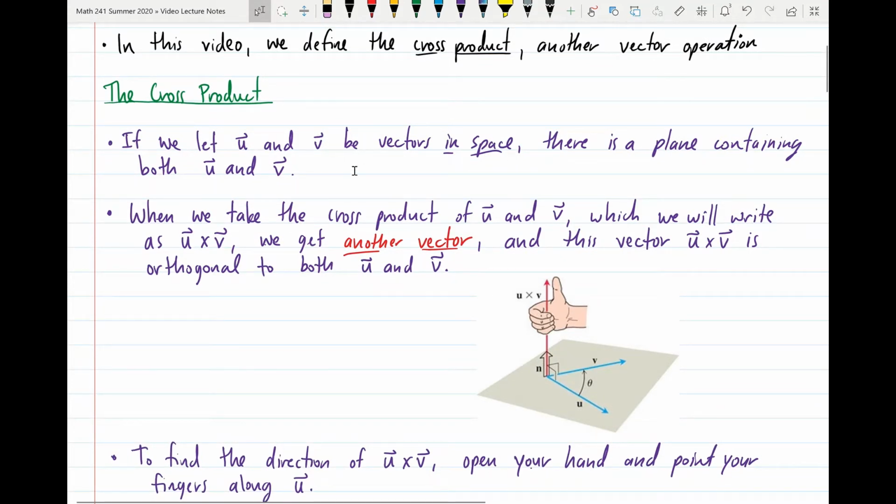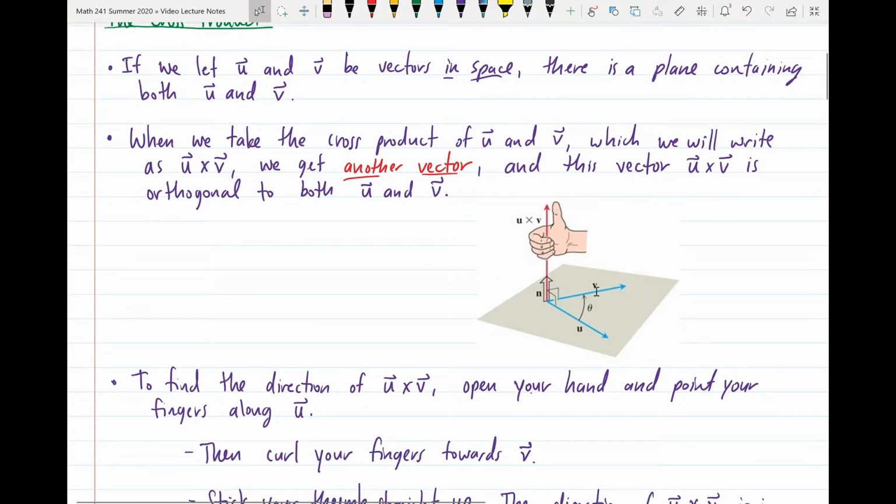If we let u and v be vectors in space, and in particular we're going to be talking about three-dimensional vectors here, so vectors in space, then there is a plane that contains both the vector u and the vector v. So you can see that in the diagram below. Again, my drawing skills were not up to the task here, so I just took a picture from the book, this picture here, so you can see that the plane in gray contains both u and v.